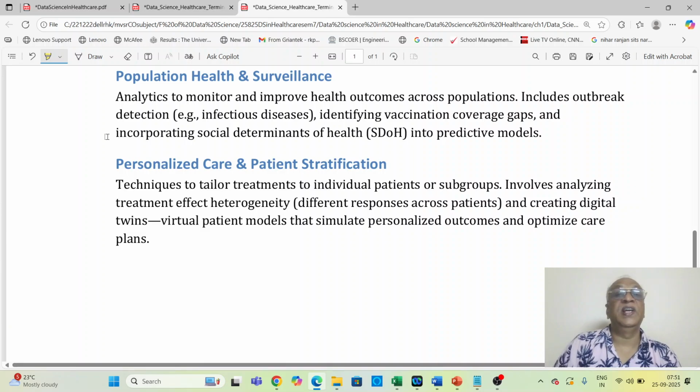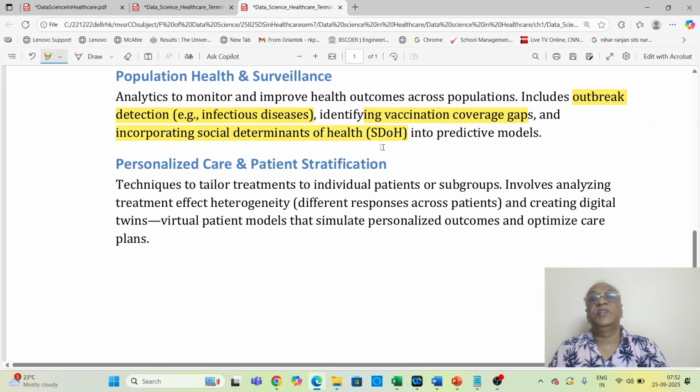You have population healthcare and surveillance. This is analytics used to monitor and improve health outcomes across populations. It can be outbreak detection for infectious diseases. It can be identifying vaccination coverage gaps, incorporating social determinants of health. So here the short form is mentioned as SDOH, which stands for social determinants of health.